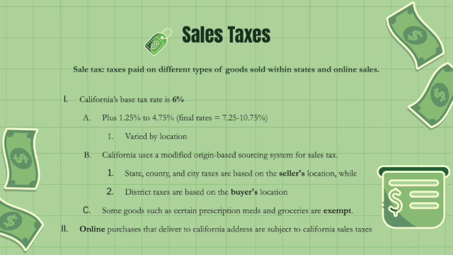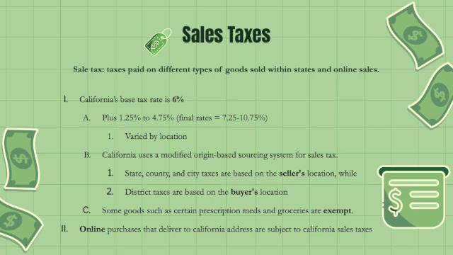But this also varies by the product, so products that are imported would have more tax, because California uses a modified origin-based sourcing system for sales tax, which means that the seller's location affects the state, county, and city tax, while the buyer's location affects the district tax. So for example, if you're shipping an item, the person buying it will affect the district tax that's being paid on it, and the person selling it will affect the state, county, and city taxes. So overall, when the buyer buys it, they'll pay all the combined taxes, and then the seller will pay those taxes to the government.